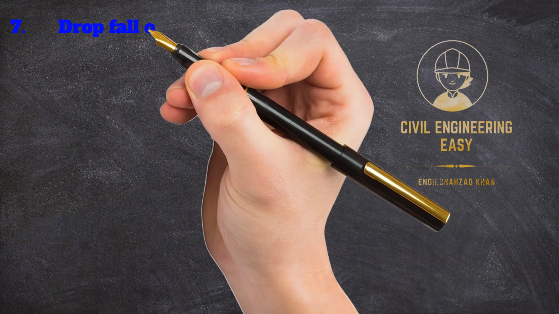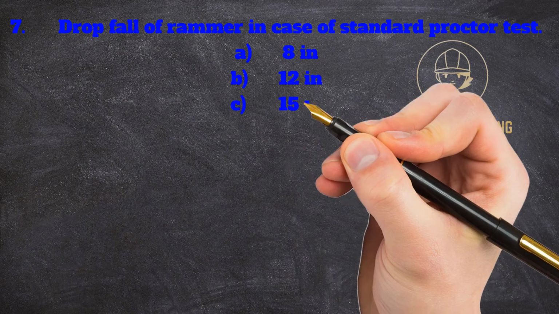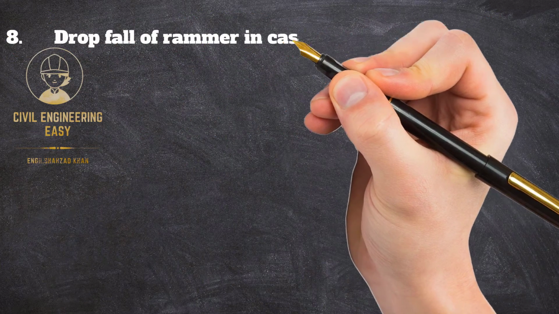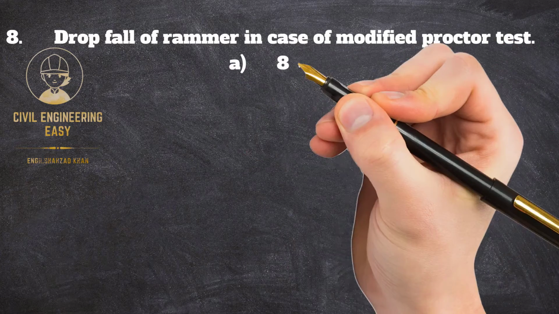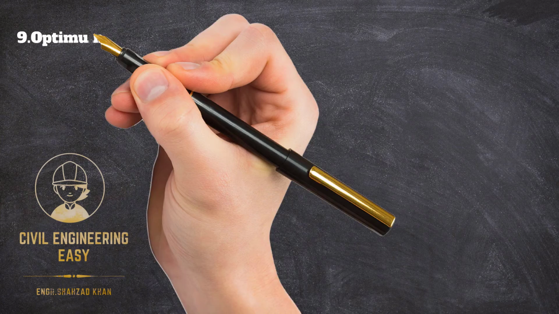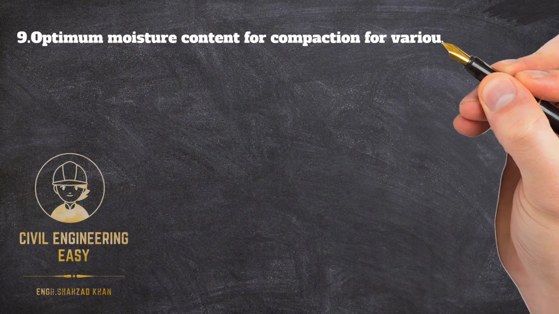In MCQ number 7, the drop fall of the hammer in the case of the standard proctor test: option B is correct, that is 12 inches. In MCQ number 8, the drop fall of the hammer in the case of the modified proctor test: option D is correct, that is 18 inches.